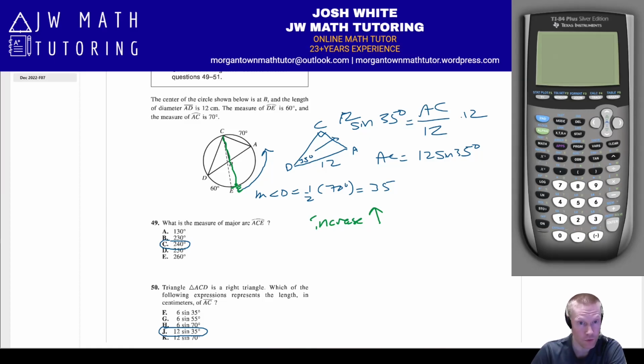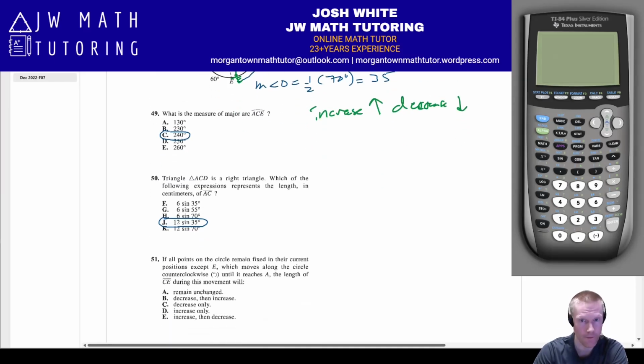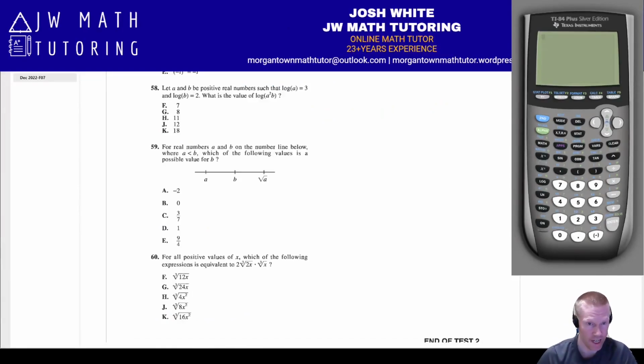However, once you keep moving, you should notice it's going to get smaller, and smaller and smaller. Okay, because CA is obviously much smaller than the diameter of the circle AD. So it's going to increase initially, but then decrease after that. Once it gets past point B, the center of the circle, it just keeps getting smaller and smaller. So the correct answer to this one is just going to be letter E, increase and then decrease. Next up, question number 59.